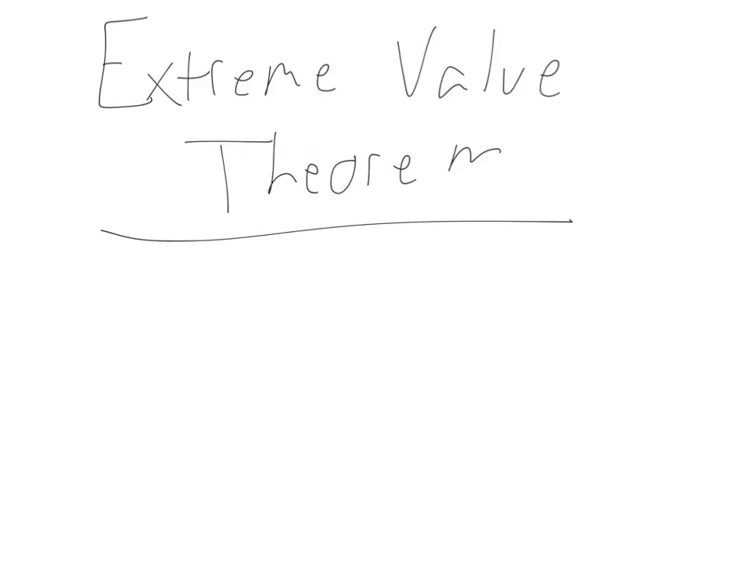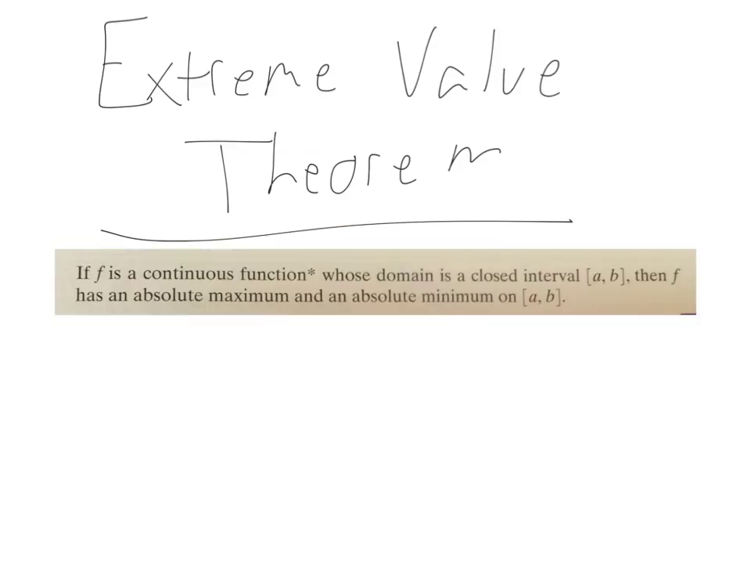Alright, next thing you're going to learn about is something called the extreme value theorem. Alright, and here's the definition. Again, I just took a picture because I figured it's easier for you to read it this way. It says if f is a continuous function whose domain is a closed interval, then f has an absolute maximum and an absolute minimum on the domain. Now, the term continuous function is starred, because to have a precise definition of a continuous function, you would need calculus.